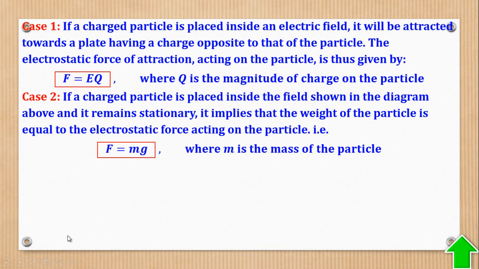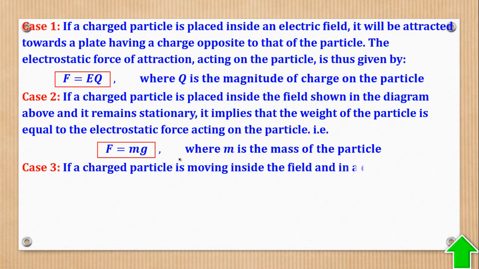That means that F is equal to mg, and we already know that F is got from here, and m is the mass of the particle, g is the acceleration due to gravity. So that is case 2. What about case 3?